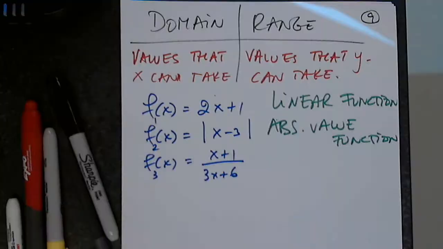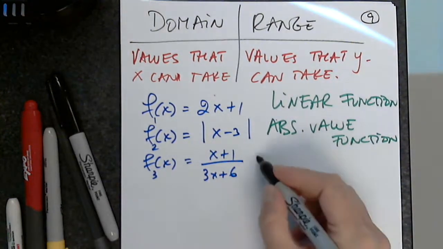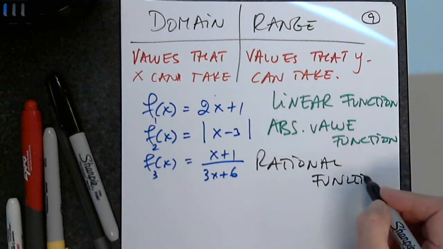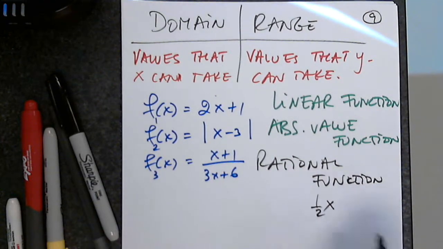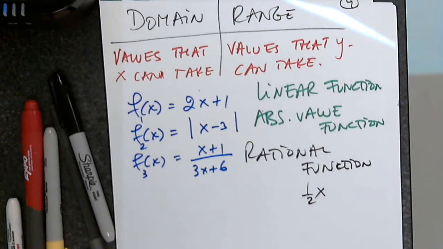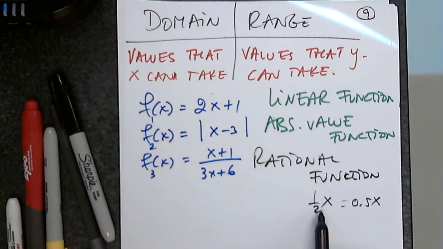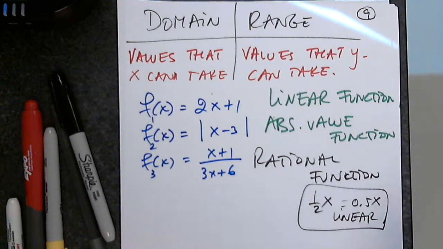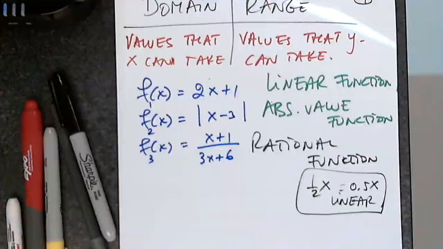Since it has a ratio in it, what can it be? Rational. But it has to have x in the denominator. This is not a rational function. This is linear. This is 0.5 times x. It does not have x in the denominator. So this is linear. This is rational. It has a ratio, and the denominator has x somewhere.